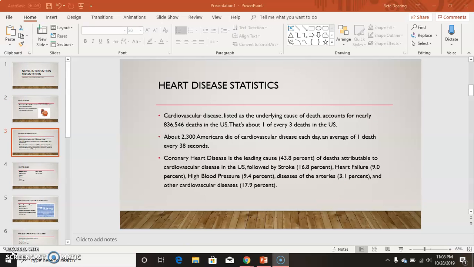Cardiovascular disease is listed as the underlying cause of death and accounts for nearly 836,546 deaths in the U.S. That's about 1 out of every 3 deaths. About 2,300 Americans die of cardiovascular disease every day. On average, that is 1 death every 38 seconds.